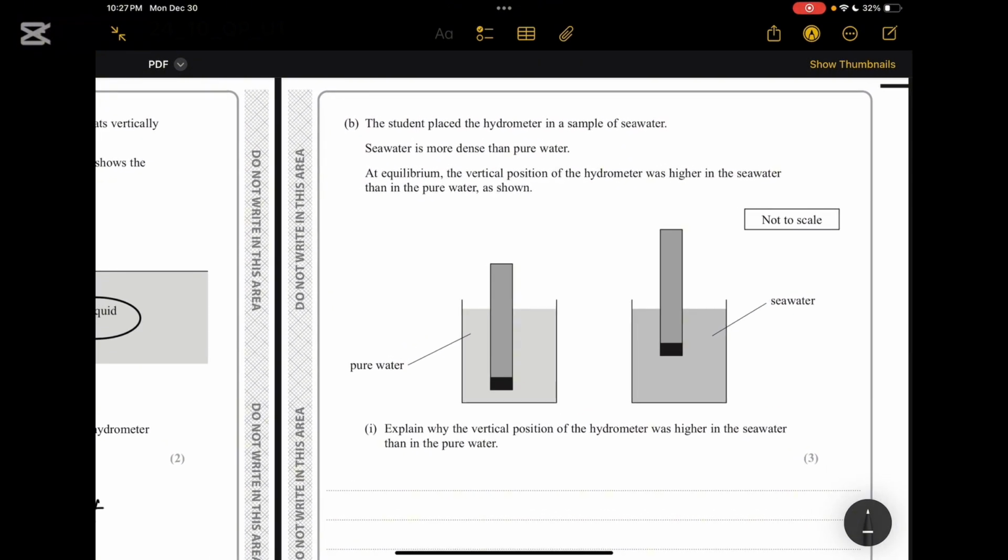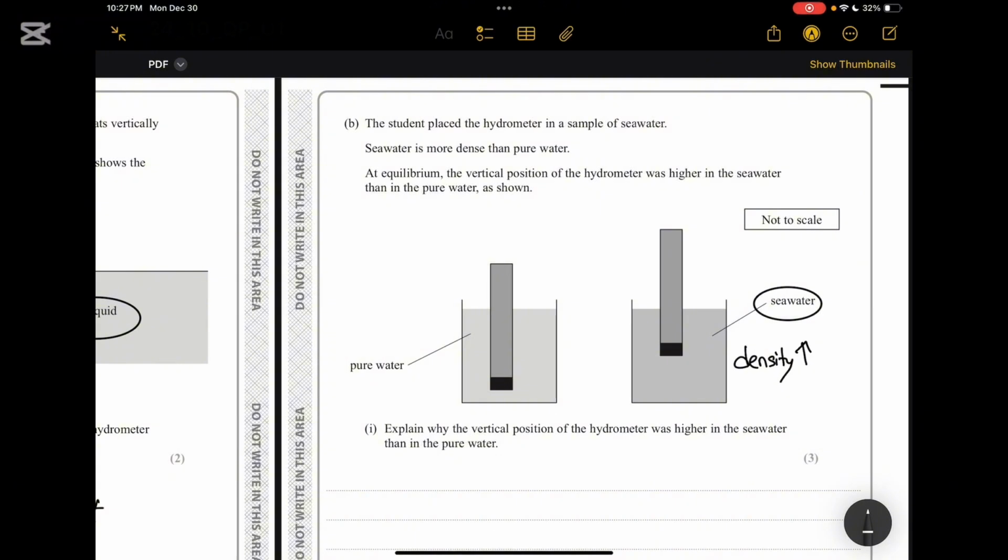So let's move forward to question B. The student placed the hydrometer in a sample of seawater. So this is our seawater in which they have placed the hydrometer. Seawater is more dense than pure water, so here the density is greater.